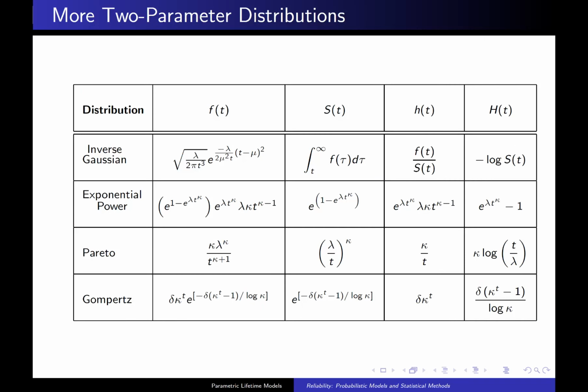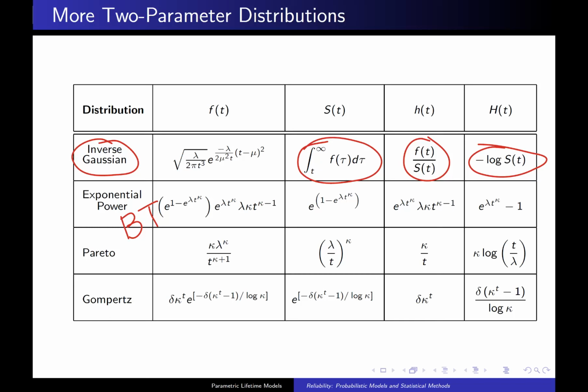Here's some more two-parameter distributions that are defined on t greater than 0 with the exception of the Pareto. The first is the inverse Gaussian distribution, and you see it has parameters lambda and mu, not very tractable survivor, hazard, or cumulative hazard functions. Exponential power is an interesting distribution in that it is the first distribution we've encountered that can actually take on that bathtub-shaped hazard function. And even better, the lifetime distribution representations are pretty tractable for the exponential power distribution.